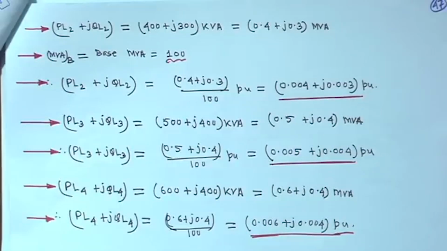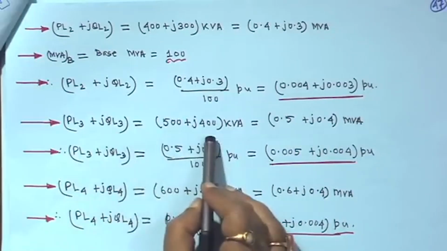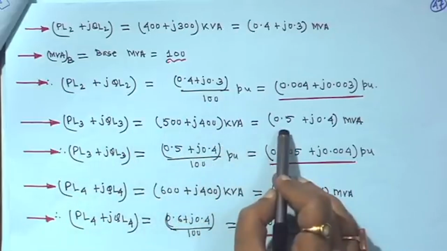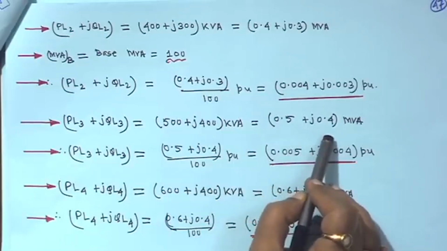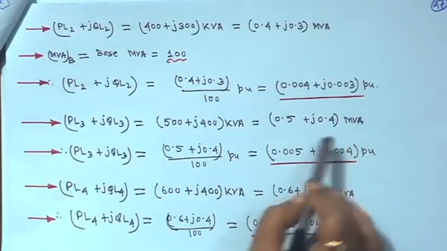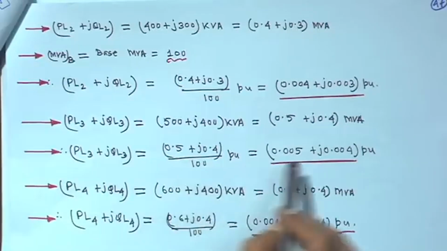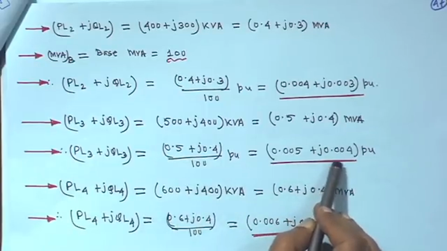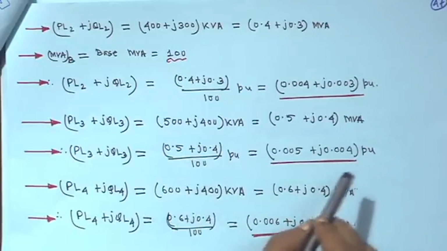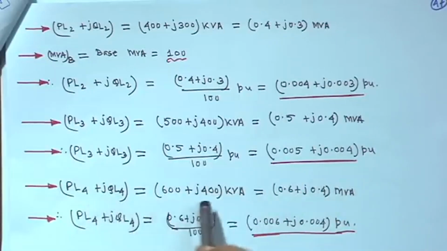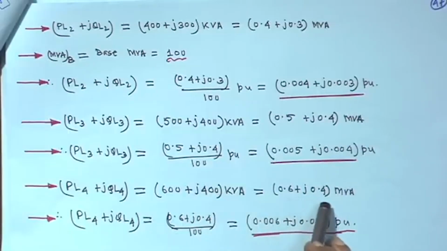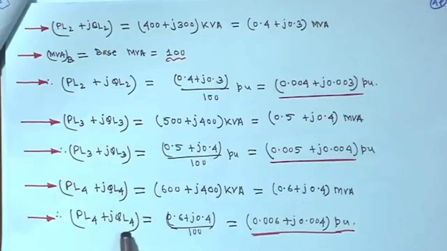Similarly, PL3 plus jQL3 is 500 plus j 400 kVA. You can write this one as 0.5 plus j 0.4 MVA, divide this by 100. So, PL3 plus jQL3 will be 0.005 plus j 0.004 per unit, right. Similarly, PL4 plus jQL4 is equal to 600 plus j 400 kVA, which is 0.6 plus j 0.4 MVA, divided by 100. So, PL4 plus jQL4 will be 0.006 plus j 0.004 per unit, right.